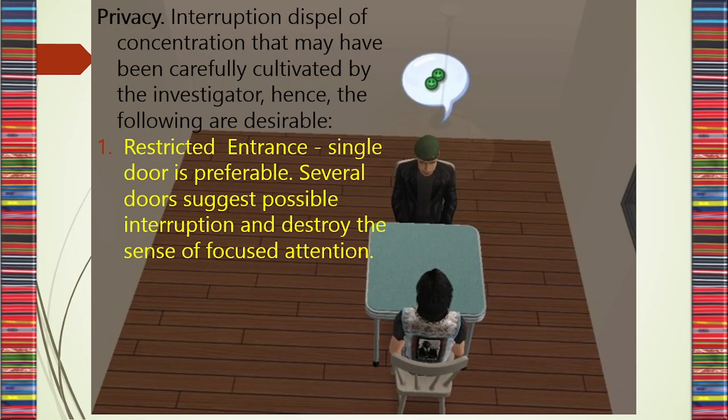First is restricted entrance. Single door is preferable. Several doors suggest possible interruption and destroy the sense of focused attention.